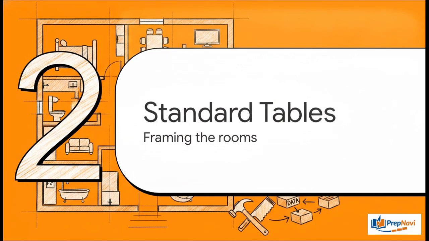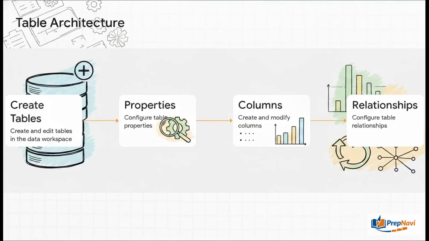Moving on to Section 2, architecting standard tables, framing the rooms. Think of creating tables exactly like framing the structural rooms of a house. These tables define the boundaries and the actual purpose of the data that's going to live inside them. The syllabus outlines a really clear chronological path for this. Step 1, create and edit tables right there in the data workspace. Step 2, configure table properties. Step 3 is creating and modifying the columns within those tables. And Step 4 is configuring the relationships between them. If you can master this exact four-step flow, you've pretty much mentally mapped out exactly what the AB-410 exam expects you to know about the physical structure of your data.